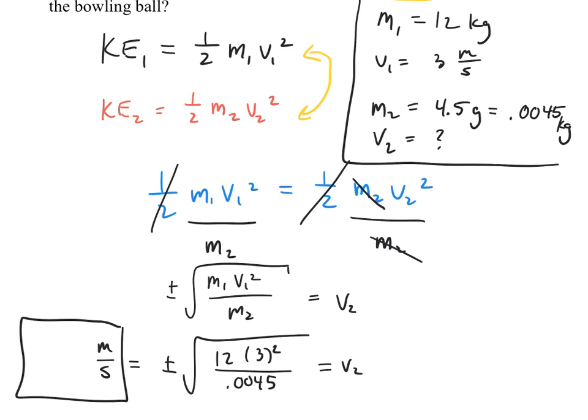You have an answer for me? Yeah. What do you got? 154.9. 154.9? Yeah.